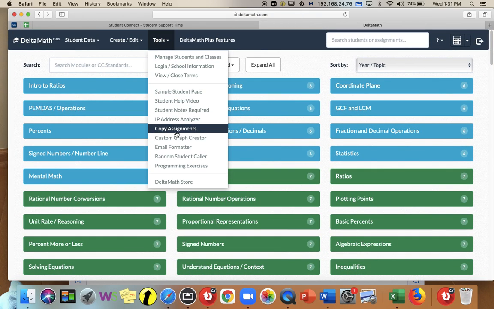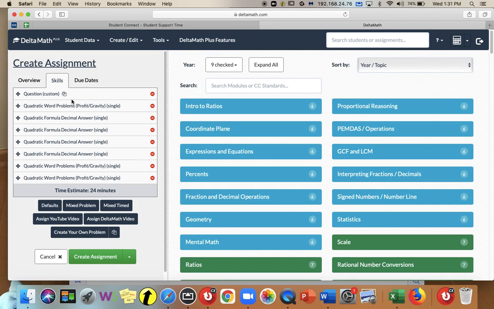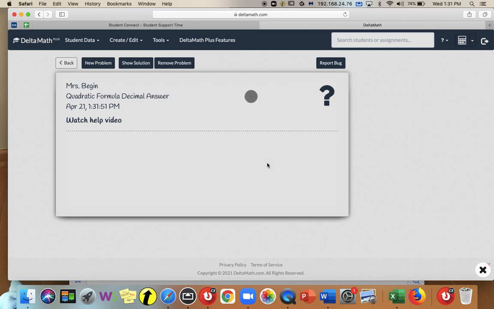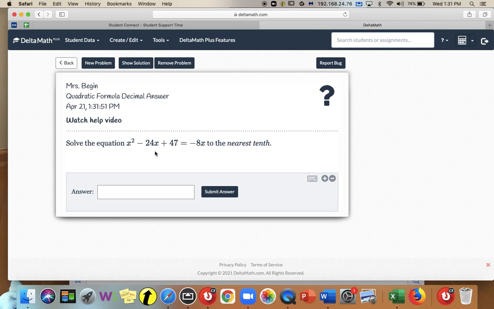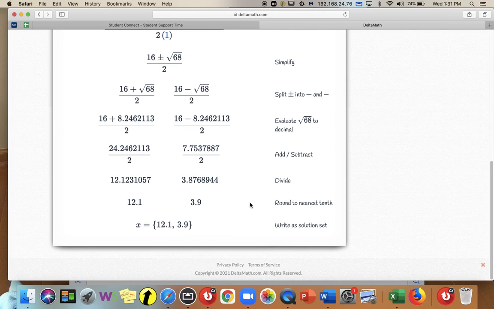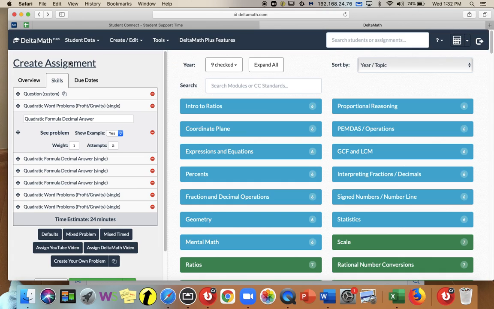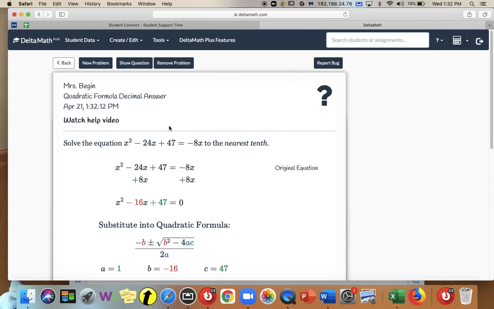Let me just pull up this problem and see how it wants you to format it. So I think it was like this one right here. Okay, so here was the problem that we did. We added 8x to each side. We used the quadratic formula. And for the answer, it says write as a solution set. So x equals that curly bracket, 12.1, 3.9. Oh, they rounded to the nearest tenth. I did hundredth. All right, let's see if I can type that in the way that they want.